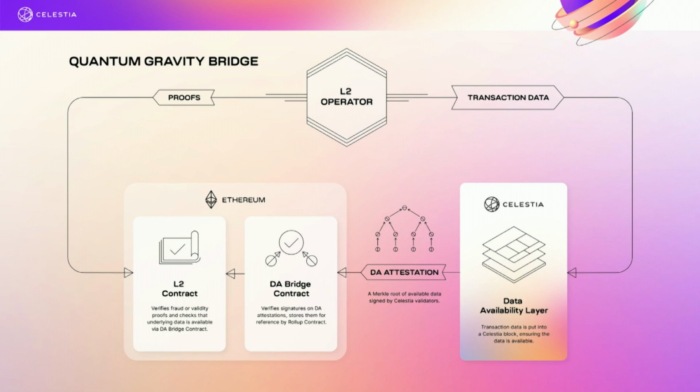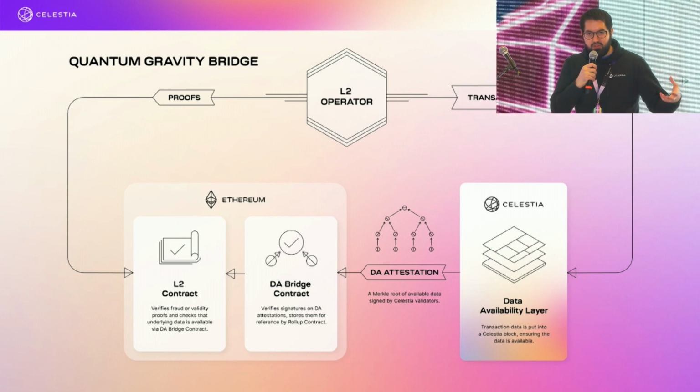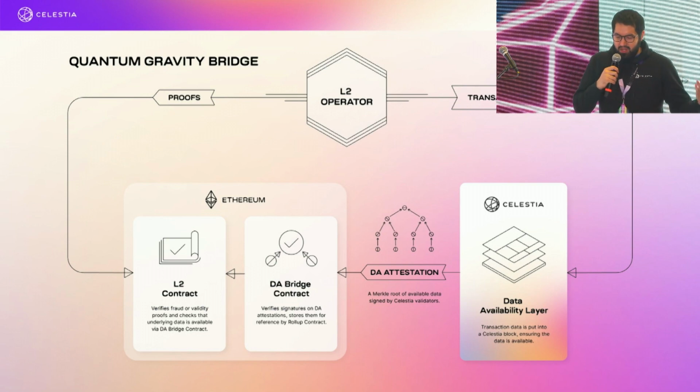Then this attestation, these signatures over the fact that the data has been published to Celestia, are relayed to Ethereum through our quantum gravity bridge contract in the form of a data availability attestation. And then downstream rollup contracts can use this bridge contract to query for the existence of a valid attestation. Essentially, it's like a light client relay. This is a fancy light client relay. So in this scheme, rollups will post their proofs to Ethereum and post their data to Celestia.